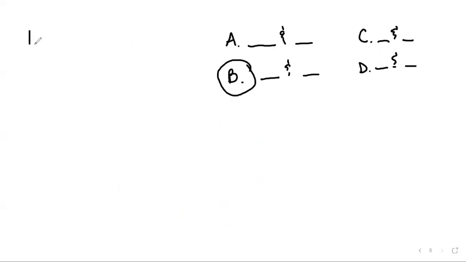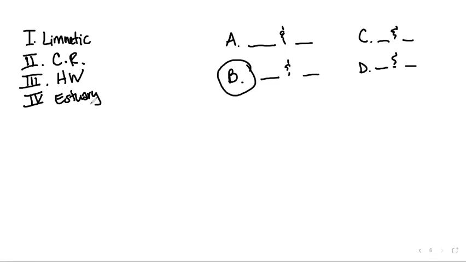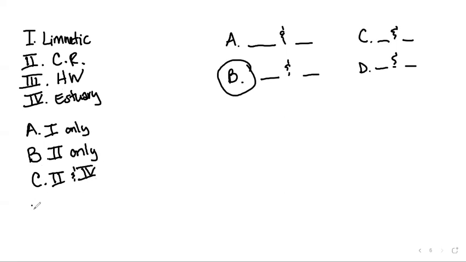Sometimes you'll see questions that say: 1, limnetic zone; 2, coral reef; 3, headwater; 4, estuary. And the question may be, which of the following have the highest net primary productivity? And the answers would be, A would be one only. B might be two only. C might be two and four. And D might be one, two, three, and four. The correct answer would be this one because it identifies both of these. The AP exam does not ask you one or the other in the same question. It usually asks them either independently without the other one being listed as an option, or you have the option to choose both of them together.